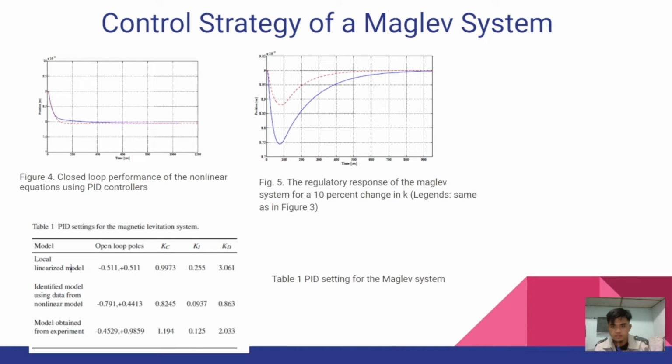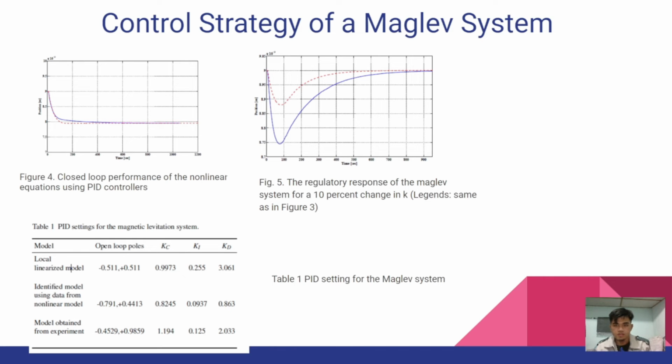Regulatory response for the magnetic levitation system for a 10% change in K. We can see the change in figure 5. The MAGLEV system for a 10% change in K is shown in this figure. There is a difference in the response due to the non-linearity of the system.